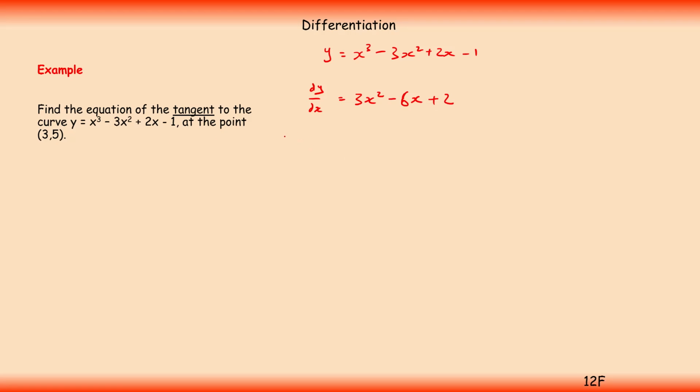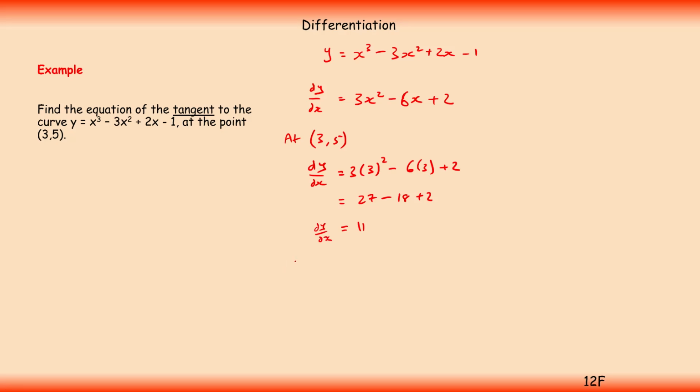Now at this point, 3, 5, the gradient, dy by dx, is equal to 3 times x, which is 3 squared, minus 6 times 3 plus the 2, which is 27 minus 18 plus 2, so 29 minus 18, 11. So our gradient is 11.